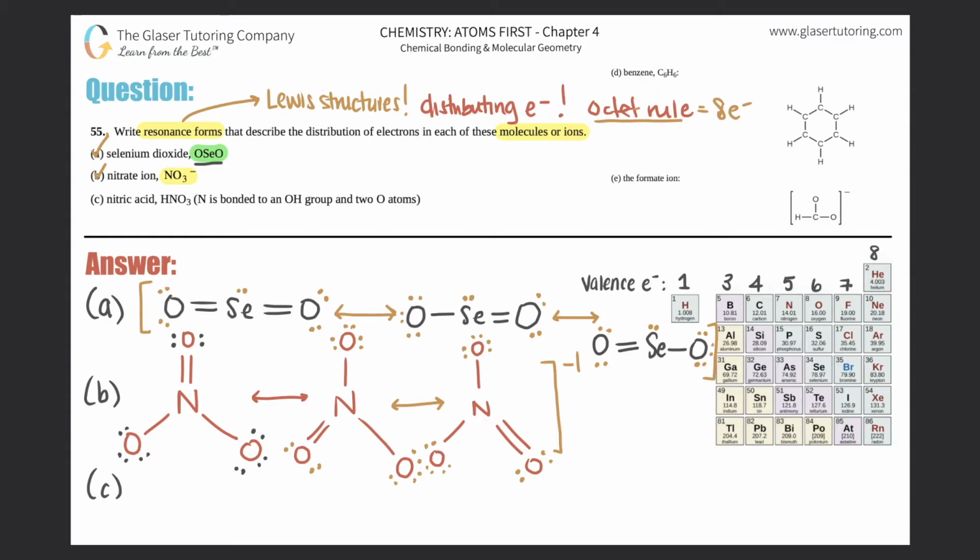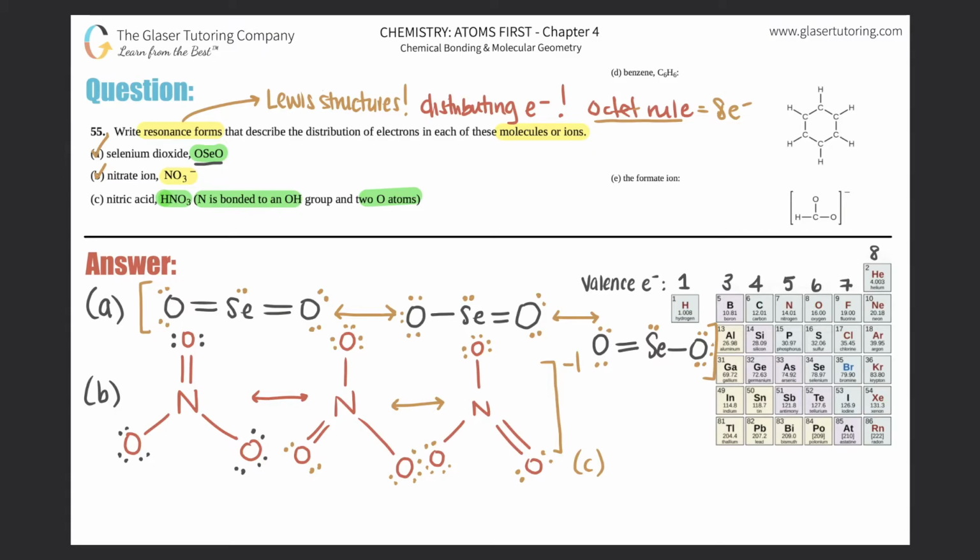Okay, so C, I'm actually going to move C over here. I think we might have enough room. So C, they say nitric acid, HNO3, and they give you a little hint. They said N is bonded to an OH group and 2 oxygen atoms. So we first have to draw the Lewis structure.